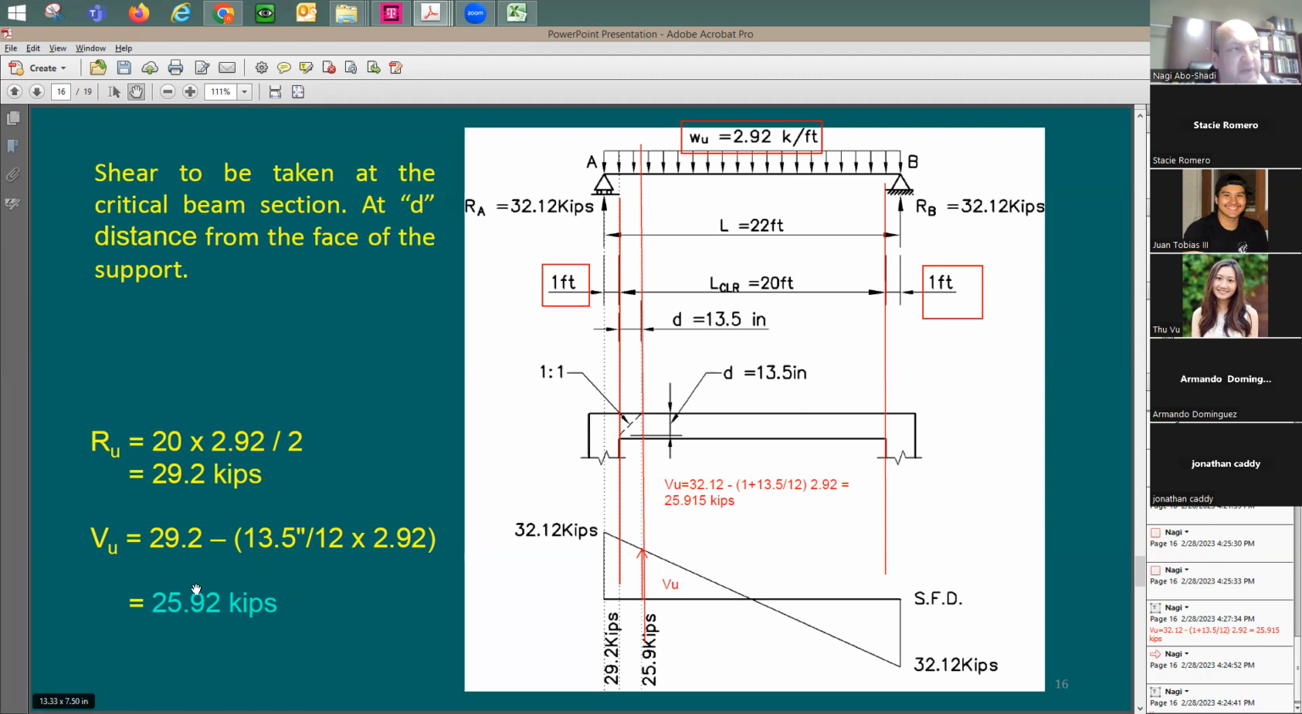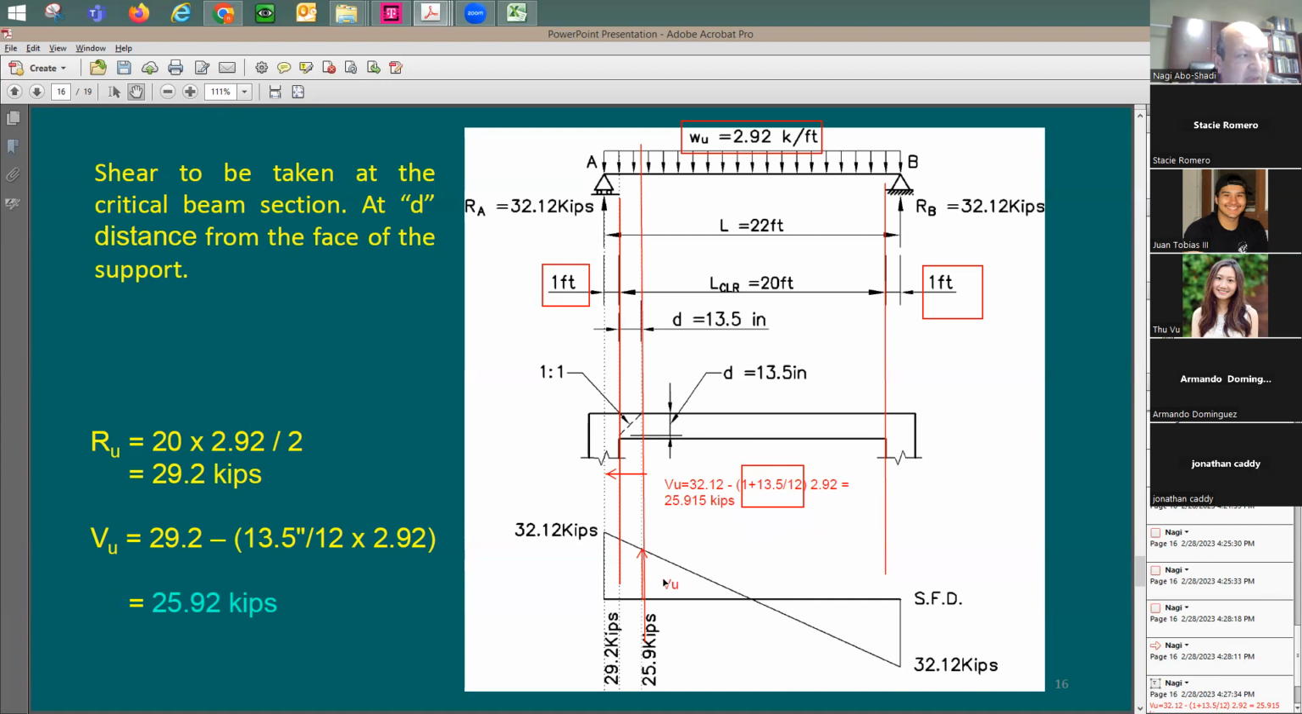92. There is more than one way of doing the analysis to find out the critical section for shear. So one way is to find out the reaction and then reduce it from this point to that point with the slope of this line, knowing that I have the distance from here to there. This distance is going to be this value here in this box in feet, which is this distance here. How is that? It's going to be a foot plus 13.5 divided by 12, the distance from the center of the support to the critical section for shear.